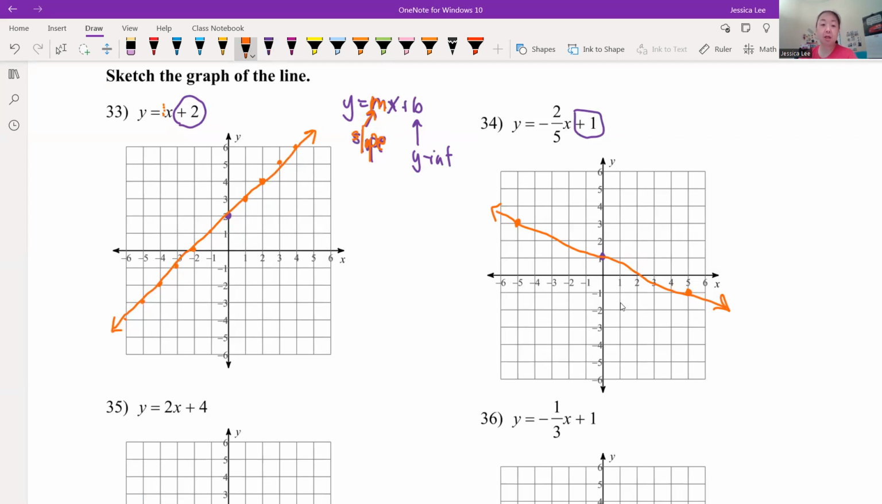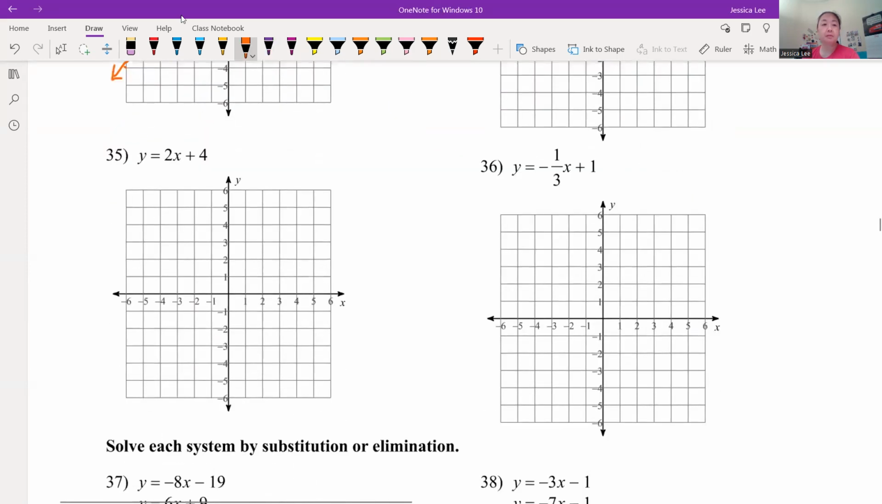Please use a ruler for you. A straight edge would be great. All right, 2 more of these types of problems.